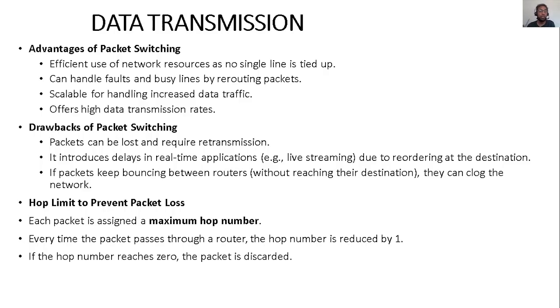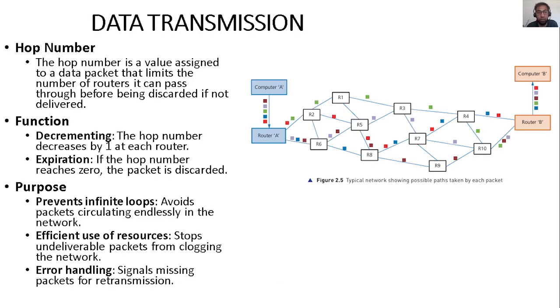If the hop number reaches 0, the packet is discarded. They put a limit, a maximum value for the hop number, and if it reaches 0, this means the packet has to be discarded, and the receiver has to ask for the missing packet. The receiver computer then requests retransmission of the missing packets.